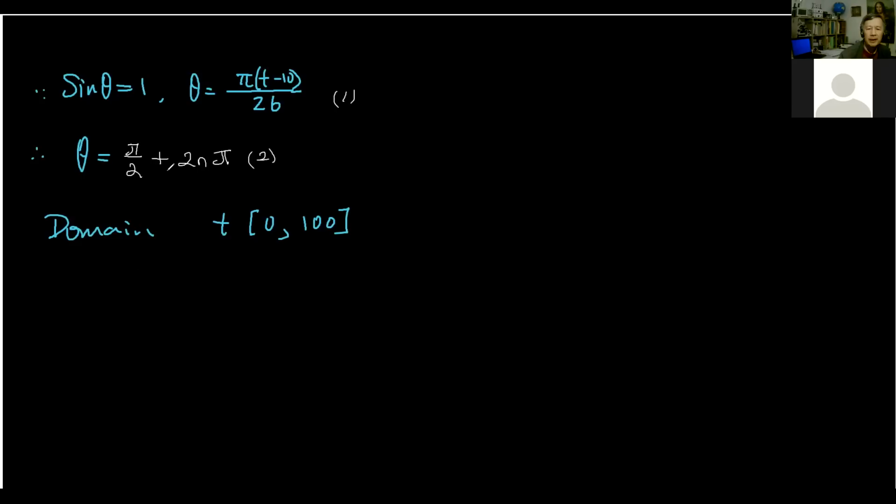So how many values of theta? Can we solve this? Theta 1 is equal to half pi, right? How about theta 2, another solution? It will be 2 pi plus half pi, so 5 pi over 2. You got it already. You're quick. I think you're good at this mental calculation. That's good.